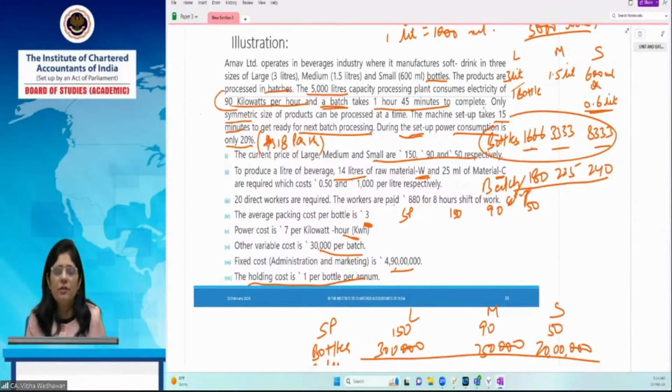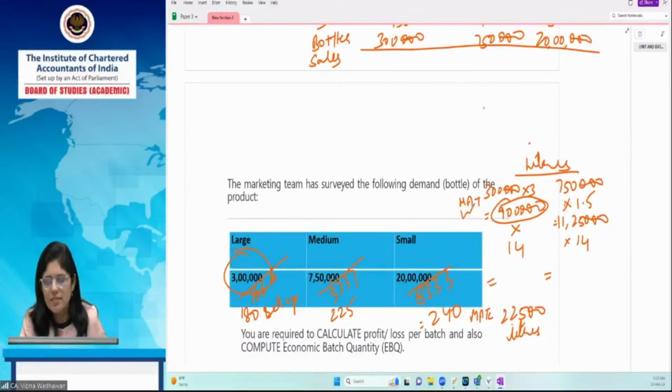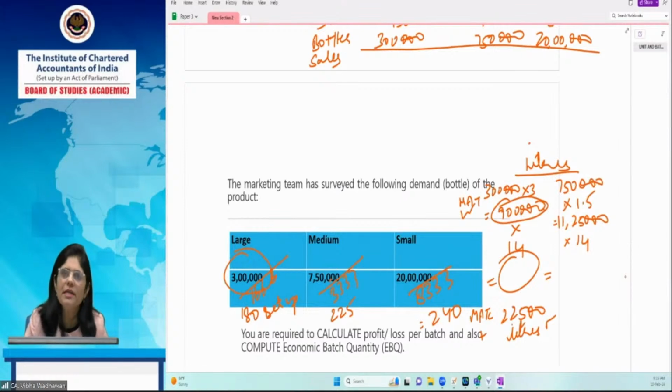In 3 lakh bottles. Large bottles, we are producing 3 lakh large bottles. और एक large bottle में 3 लीटर होता है. So हम 9 lakh liters बना रहे हैं large bottles के. 9 lakh liters में 14 लीटर of material A लगेगा 1 लीटर में. So 9 lakh into 14. All right. इतना मटेरियल चाहिए W का और 0.025 लीटर चाहिए मटेरियल C का. Clear? So the total material required for material W is this. You need to calculate. Plus material C is this. Similarly, you can do for medium and small also. So this is the material information.